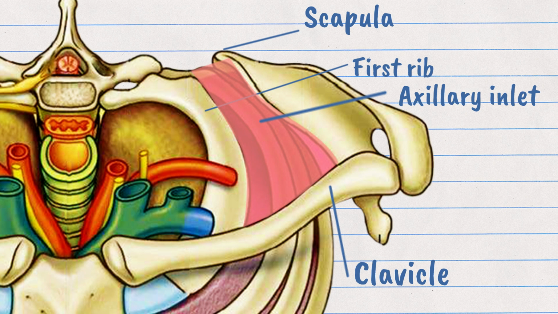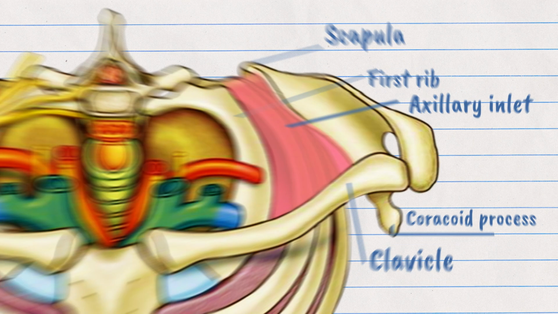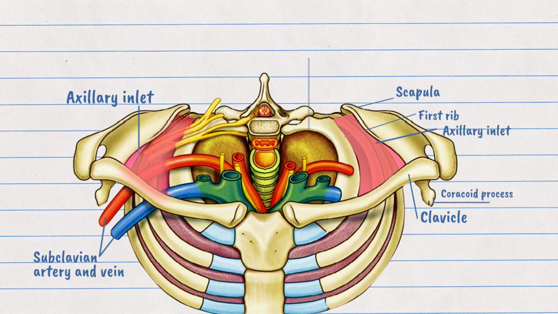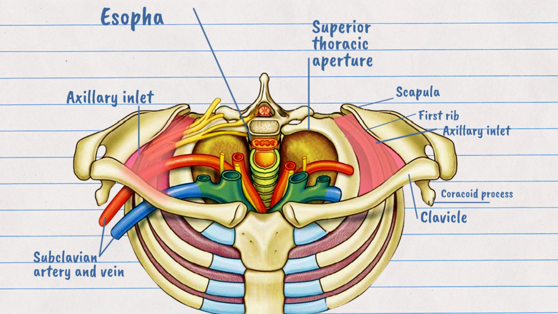The apex of each triangular inlet points laterally and is formed by the medial margin of the coracoid process, which extends anteriorly from the scapula. Major blood vessels traversing between the superior thoracic aperture and axillary inlet pass over the first rib. The proximal segments of the brachial plexus also follow this route, linking the neck to the upper limbs.